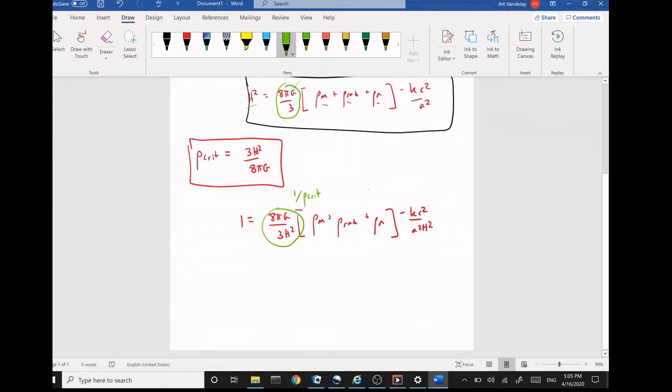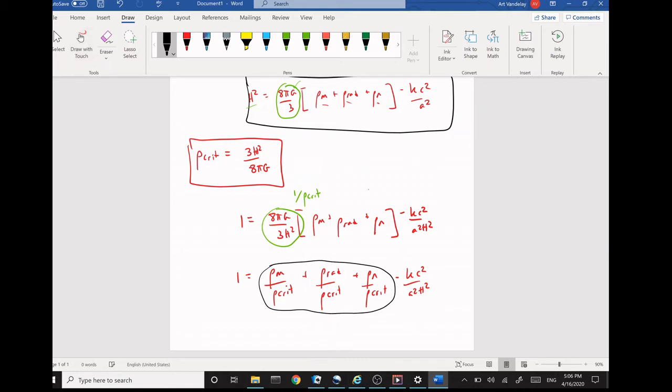Okay, so I can rewrite that as 1 equals rho m over rho crit plus rho rad over rho crit, and then finally dark energy over rho crit minus k c squared over a squared h squared, like this. So everything here, these are all dimensionless constants. Rho m over rho crit doesn't have any units, nor does this term or that term. They're all ratios, they're all fractions.